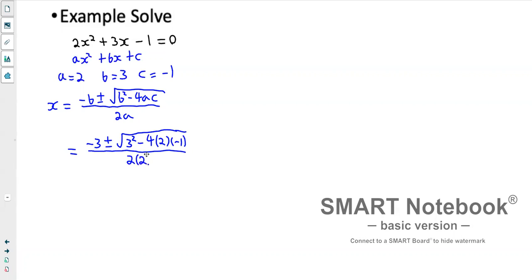We'll then go through this and gradually simplify it. So we have negative 3 plus or minus the square root of 3 squared is 9. Then we've got negative 4 times 2 is negative 8 times negative 1 would be positive 8 over 2 times 2, so over 4. Simplifying this further, we've got negative 3 plus or minus the square root of 17 over 4. And we can't change 17 into a mixed radical or take the square root of it. So this is as simplified as this answer will get.